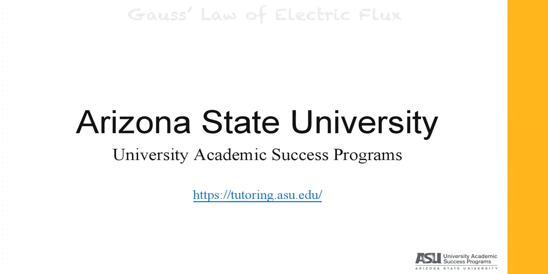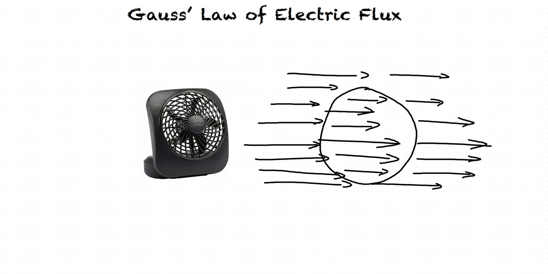This video will cover the topic, Gauss's Law of Electric Flux. Flux describes an amount of volume flowing through an area in time. Here's a great example of flux. Imagine holding a hoop of wire in front of a fan. The volume of air flowing through the hoop per second is the flux of the air.